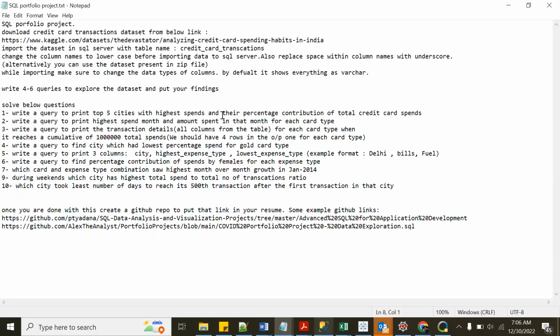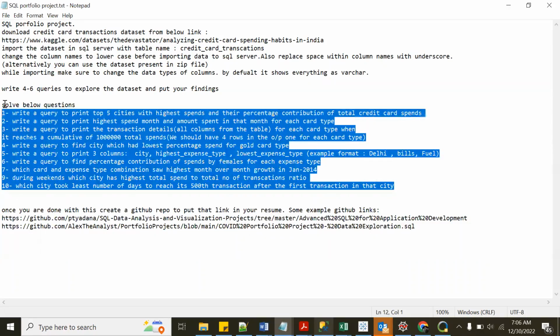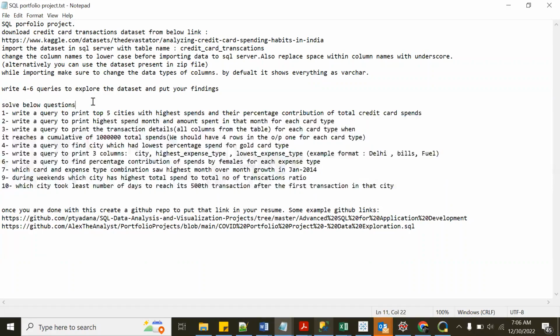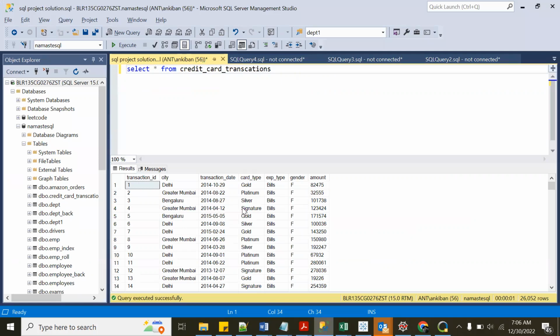When you build a portfolio project, before starting and solving all these 10 questions, you should write some queries and explore the data set. This data set I downloaded from Kaggle. You would have already explored it. I'm not going to go to the website, but let's see what we have in the data set. This is my credit card transaction history. Whenever you have a data set, try to explore it. What are the different fields? What are the different values? That way you get some gist of the data before starting your analysis.